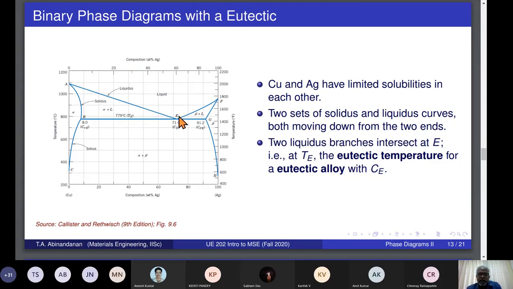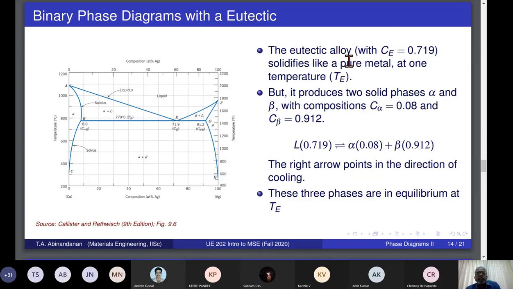And so let's look at the other features. The eutectic alloy, right? If you take this eutectic alloy and start from the liquid, then it would solidify at this temperature, according to the phase diagram, at one temperature. In other words, it solidifies like a pure metal. But unlike a pure metal, this alloy would produce not a single phase, but two phases. The two phases are the alpha with this composition and beta with that composition. So that is given here.